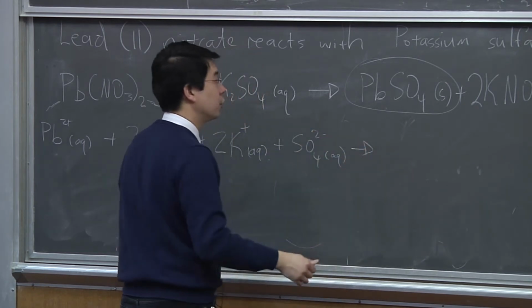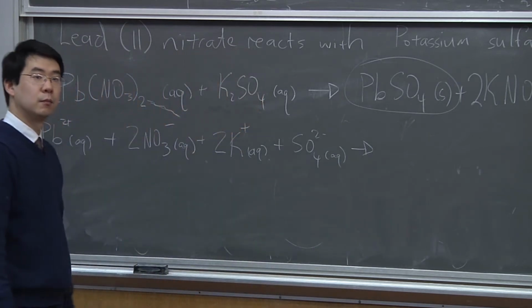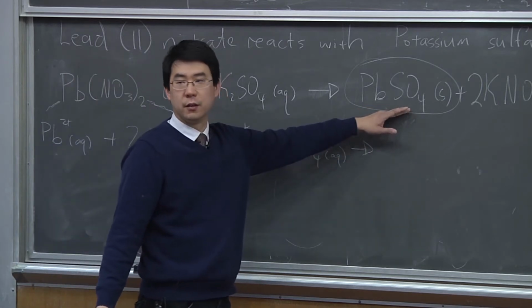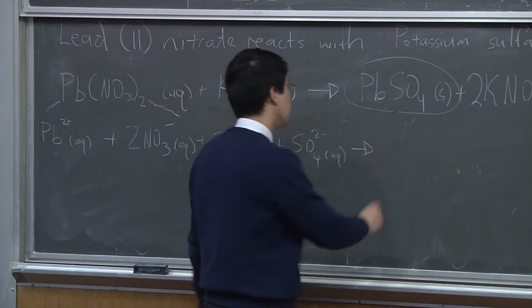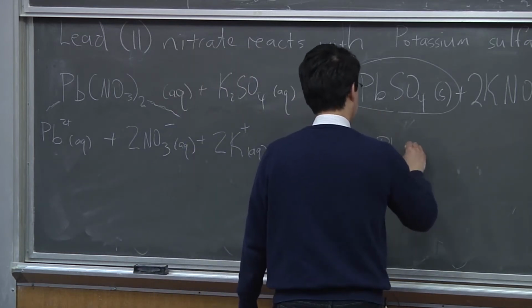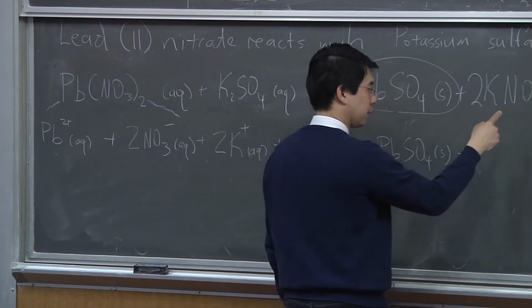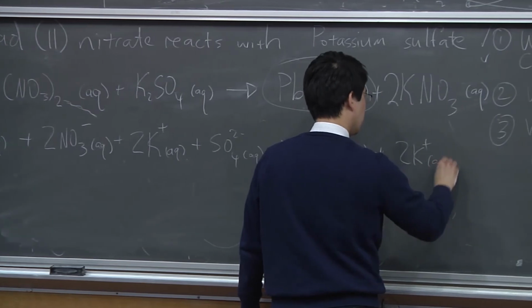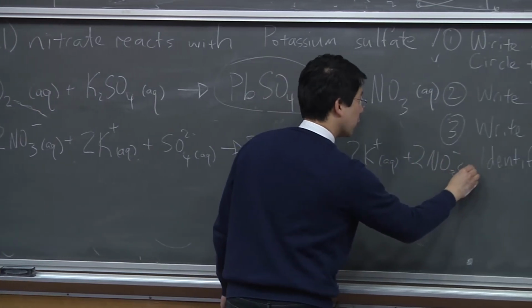And that gives you PbSO4. If it's solid, it's solid. Do solids dissociate? No. So the solid is a solid. So it yields PbSO4 solid plus what? Plus 2K aqueous plus 2 NO3 minus aqueous.